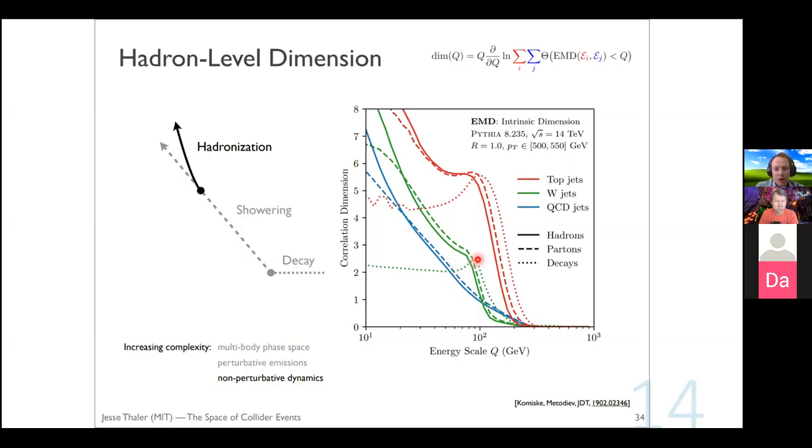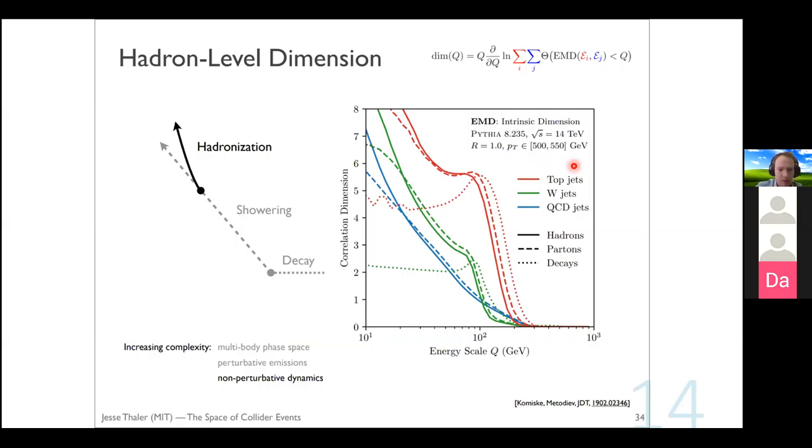So in a fully showered and hadronized top jet of this momentum, I think the distribution peaks around 40 particles, but it can get to 100 particles, 200 particles at most, but typically it's 40 or 50 in a top jet.